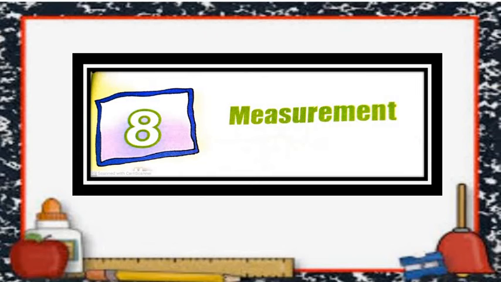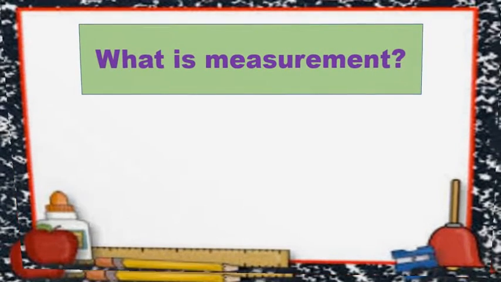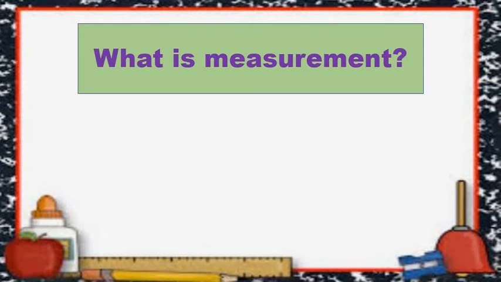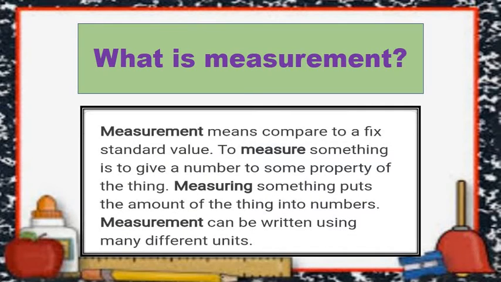Revision of chapter number 8, Measurement. What is a measurement? Measurement means compared to a fixed standard value. To measure something is to give a number to some property of the thing. Measuring something puts the amount of the thing into numbers. Measurement can be written using many different units.